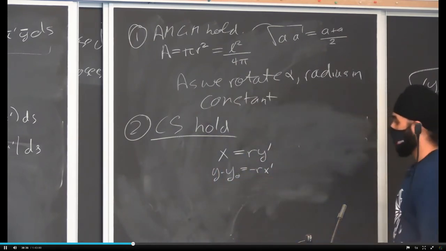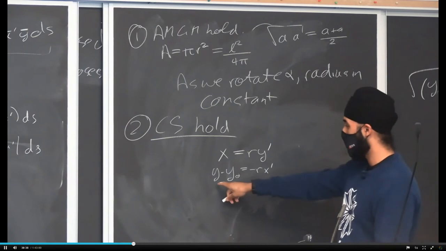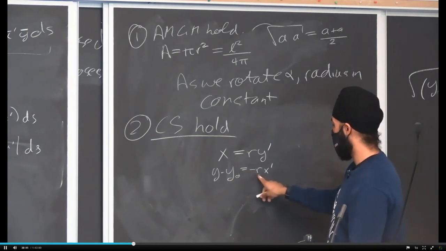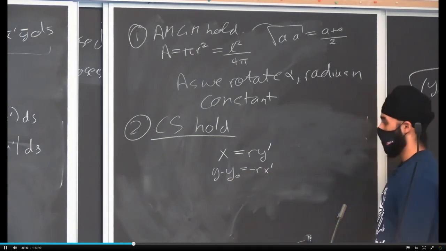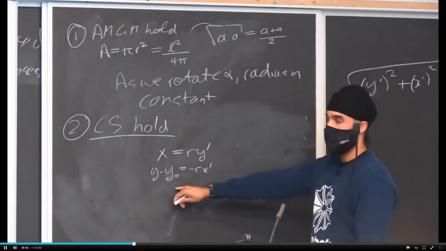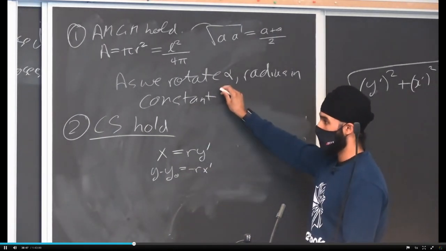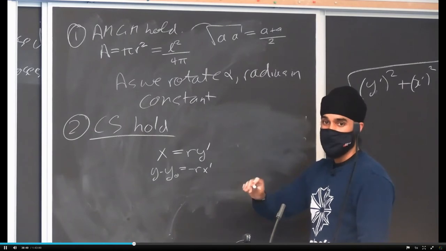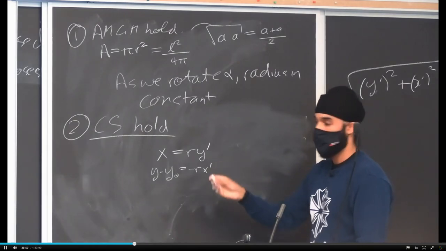This is the second equation. It's saying that the shifted y is equal to minus r x prime. And why are we shifting this? Because we realize that this condition doesn't hold, so we should always go back to the definition of a circle, which means equidistant from a point.